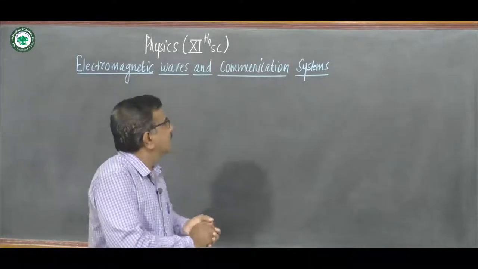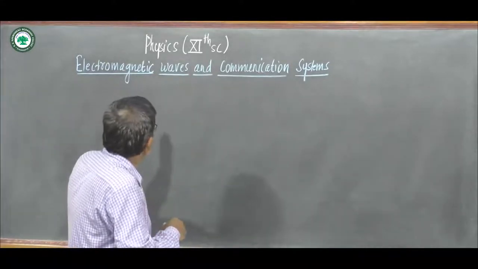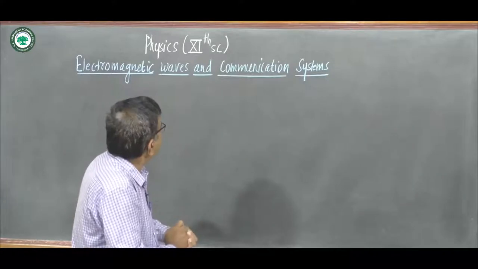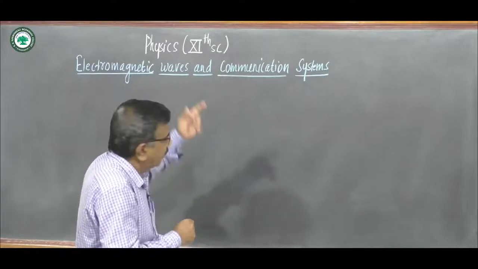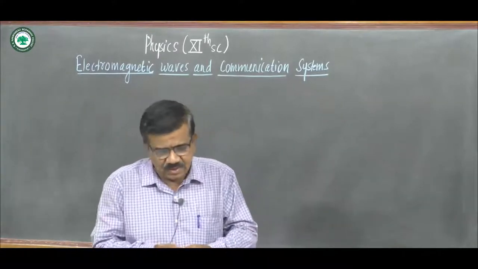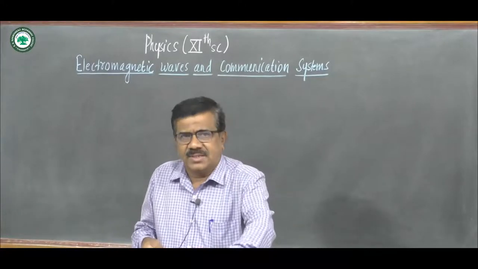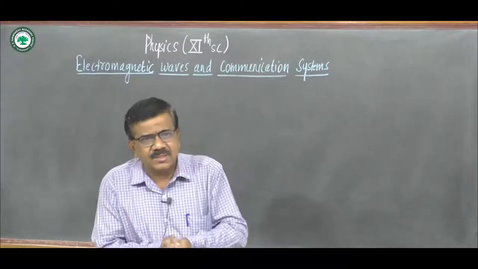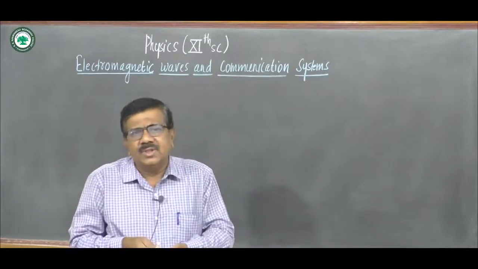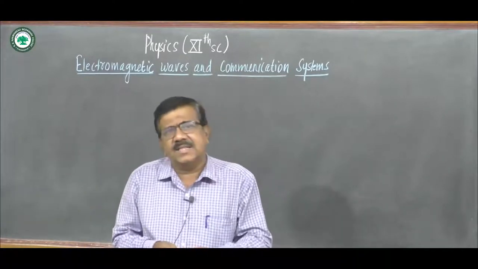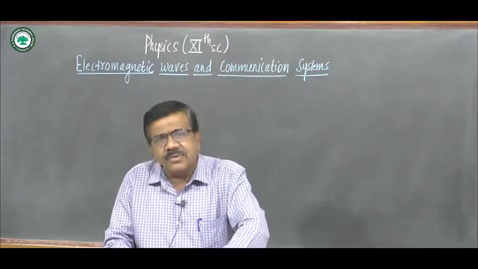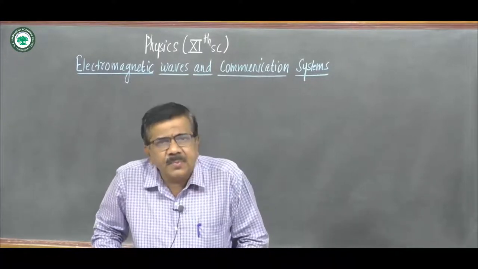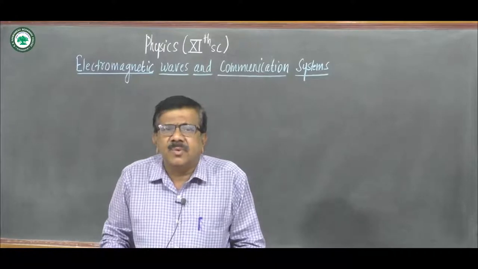In the last two lectures, we have studied the Electromagnetic Waves and Communication System chapter from 11 science. You know electromagnetic waves. Electromagnetic waves are the waves which consist of electric and magnetic field vectors which are perpendicular to each other and also perpendicular to the direction of propagation of waves.